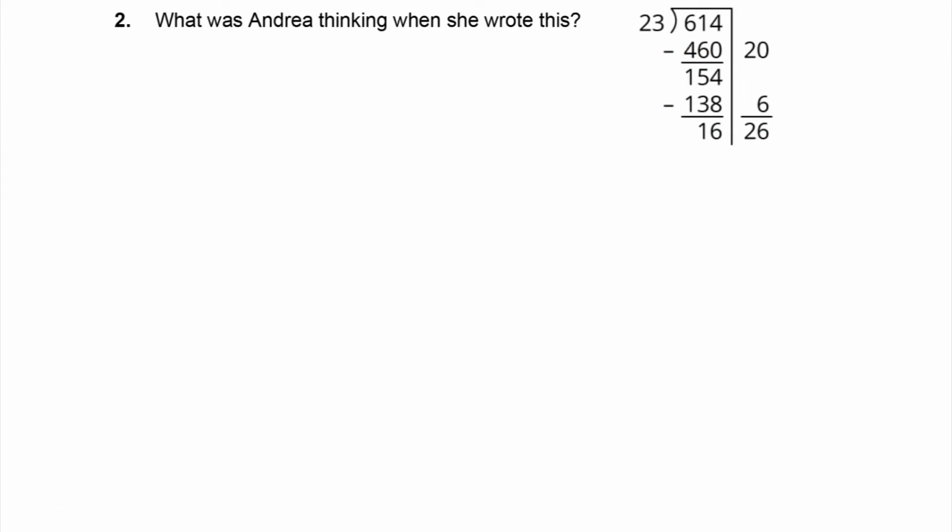So what was Andrea thinking when she wrote this? Well, she started off by choosing an easy number. She wasn't exactly sure what was going to get her to the 614, so by choosing 20, multiplying by a multiple of 10 is pretty straightforward. 2 times 23 is 46, and then since you're multiplying by 20, it's 460. Subtracting that, you're down to 154.